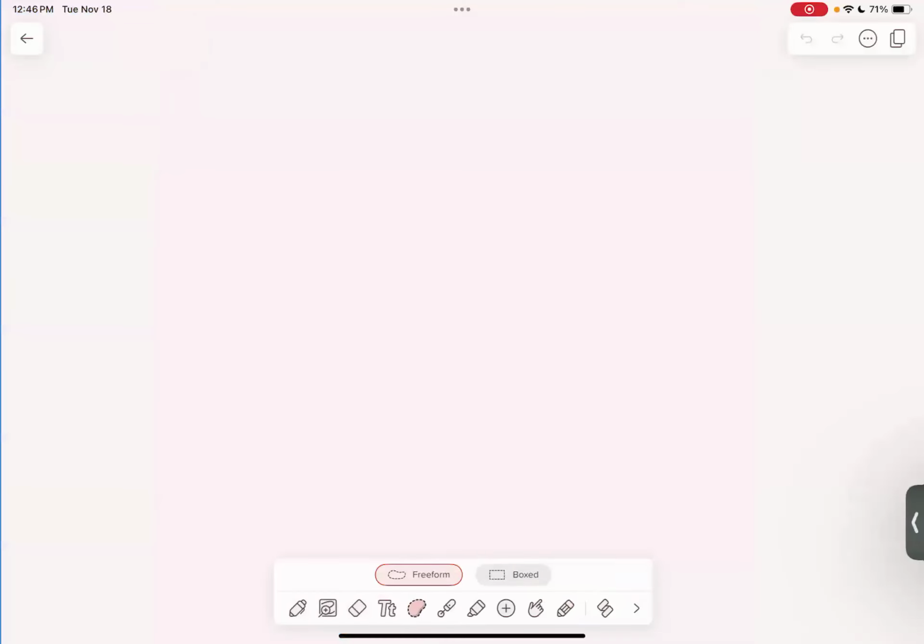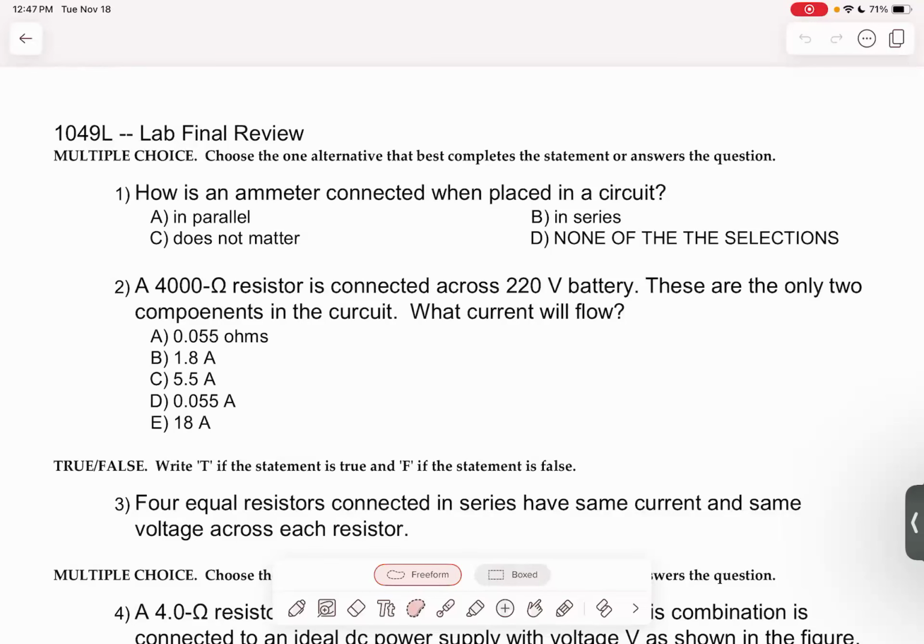All right, here we go. So let's talk about number one. It says, how is an ammeter connected when placed in a circuit? So what we'll do here is let's remember what an ammeter is going to look like. We typically are going to have a little A circuit here. And let's just say that we had a resistor in the circuit coupled with a battery.